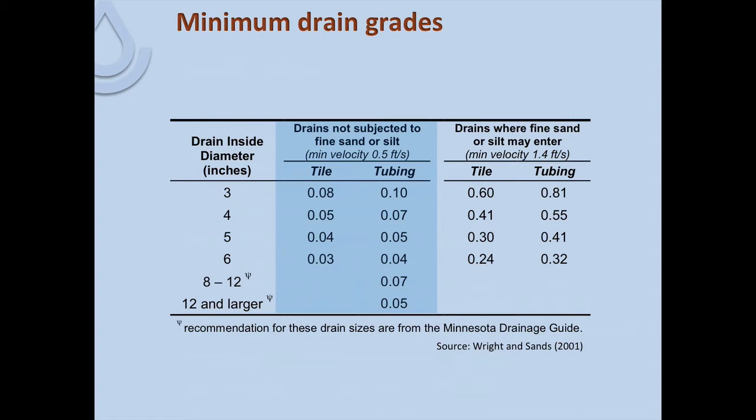And so unless we deal with that some other way, either through narrow slot pipe or sock or something like that, we need to provide a steeper grade to make sure that we keep those in suspension and flowing out of the system. Just to clarify here, the tile there refers to clay or concrete tile, the tubing there refers to plastic drain pipe.